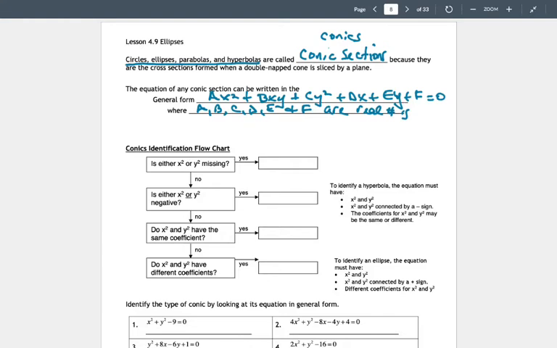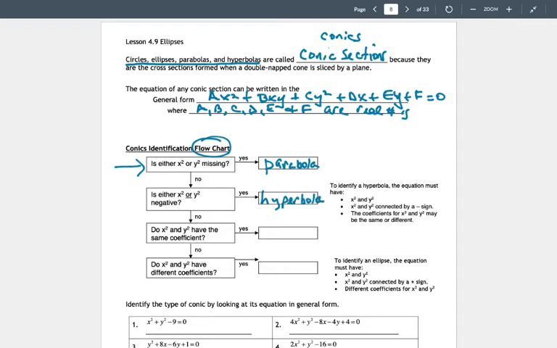Okay, so you're going to need to know from the general form which conic section we're talking about. So remember when we did parabolas, parabolas only had one variable that was squared, either the x or the y. So this is kind of a flow chart helping you figure this out. If either the x squared or the y squared is missing, then you have a parabola. If you have both the x squared and y squared, but one of them is negative, that's going to be a hyperbola.